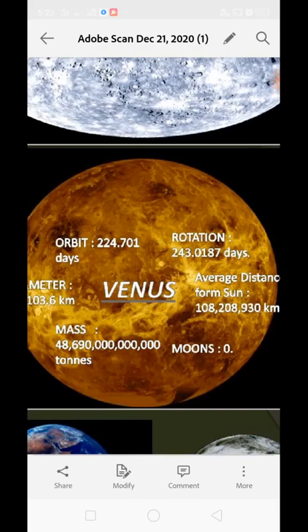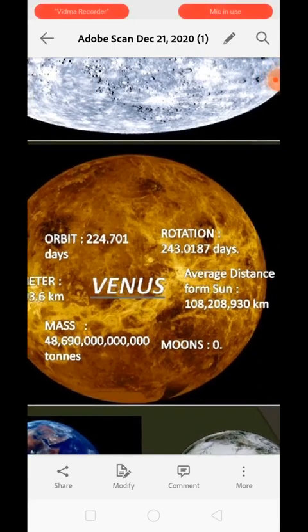The rotation of Venus on its axis is a distinct feature of it. Why? Because it rotates from east to west, just opposite to the Earth. Venus has no natural satellite, no water on it, also no life. We can also observe the phases of Venus just like the phases of the moon from the Earth. Understood? Now next is Earth.